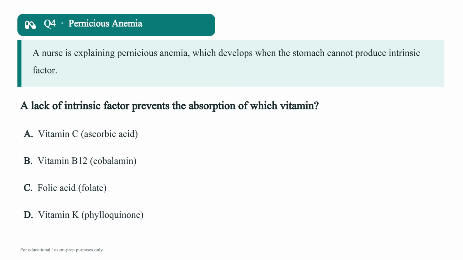Question 4. Pernicious anemia. A nurse is explaining pernicious anemia, which develops when the stomach cannot produce intrinsic factor. A lack of intrinsic factor prevents the absorption of which vitamin? A. Vitamin C, ascorbic acid. B. Vitamin B12, cobalamin. C. Folic acid, folate. D. Vitamin K, phylloquinone. Pause and choose.